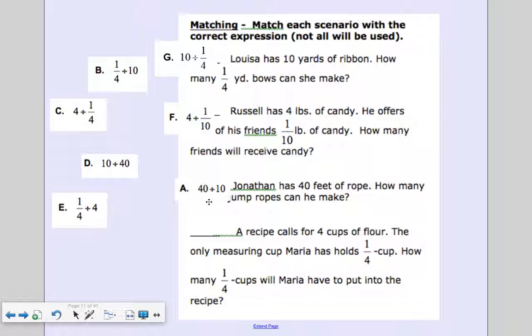And a recipe calls for 4 cups of flour. The only measuring cup Maria has is 1/4 cup. How many 1/4 cups will Maria have to put into the recipe? So we're finding how many 1/4s go into 4, or another way to think of it is, can you cut 1/4 over and over, subtract it away and away and away from 4? So it's C.